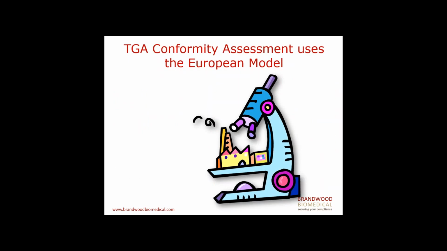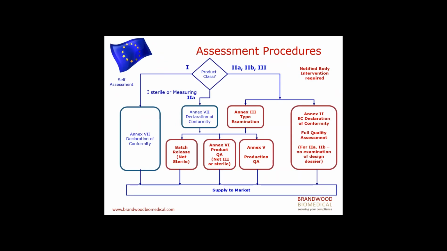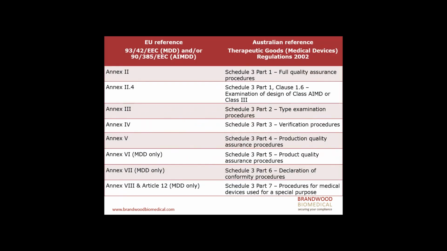Okay, so as mentioned, the point of the webinar is to show that TGA conformity assessment uses the European model. Before we go into the device application process, this is just a flowchart of the assessment procedures in Europe. You might be very familiar with this, but it's used as a guidance for what classification your product falls under and what conformity assessment route or pathway it requires. And basically, each of the annexes maps out to the regulations in Australia, the Australian Therapeutic Goods Regulation. And this is a good reference, and this is how it's based on the European model.